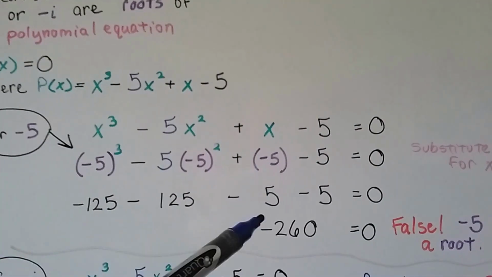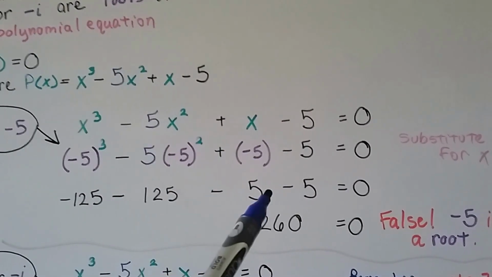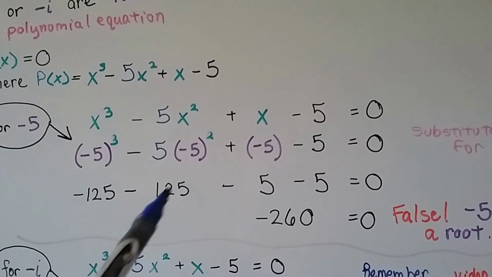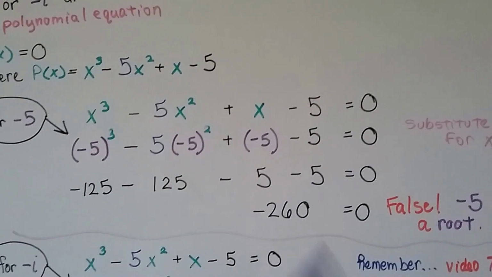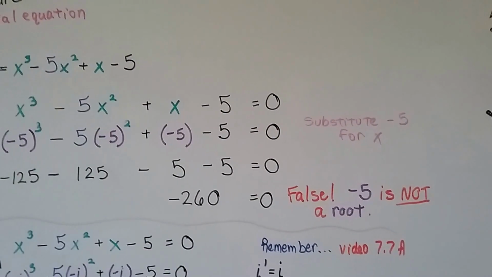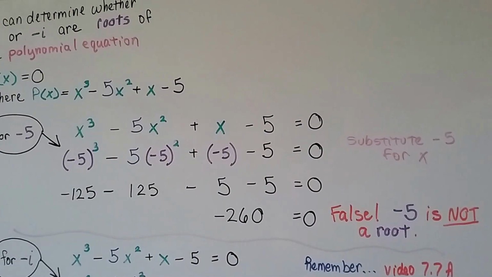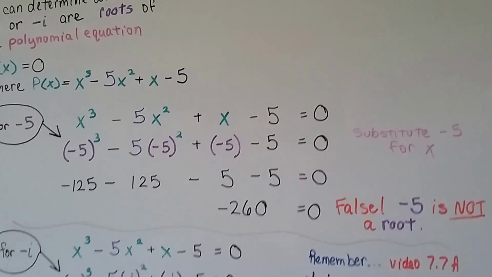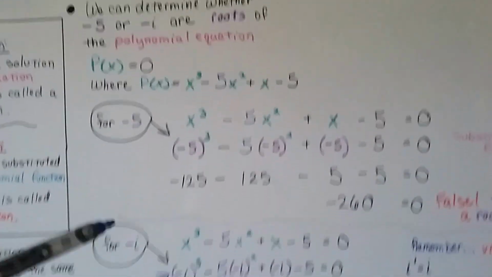We put it in place of this x. And now we're adding a negative 5, which is subtracting a 5. And we've got our minus 5 here. So these two make a negative 250, and when we subtract 10 more, we have negative 260. Now, negative 260 doesn't equal 0, so that's false. So we know that negative 5 is not a root of the equation. It didn't make it equal 0. It didn't work. Now let's take a look at this negative i.